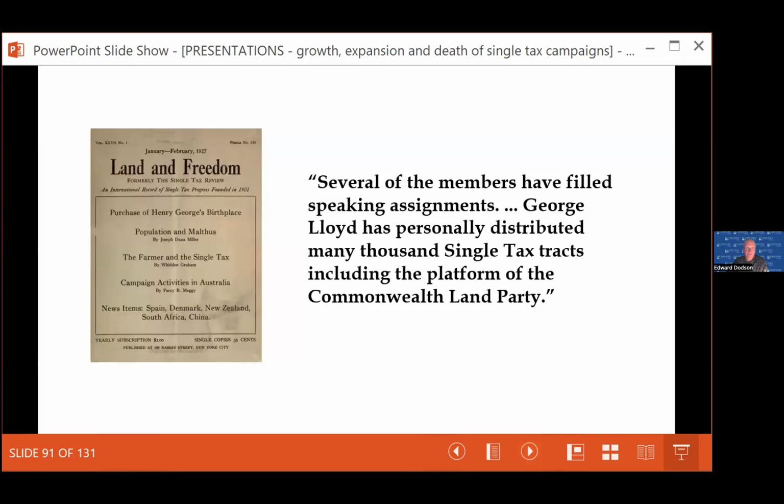Go ahead, Wynn. Several of the members have filled speaking assignments. George Lloyd has personally distributed many thousand single tax tracts, including the platform of the Commonwealth Land Party. Yeah. One person distributed many thousand single tax tracts. I don't know. Did he go on the street corner and hand them out? Maybe that's what he did.